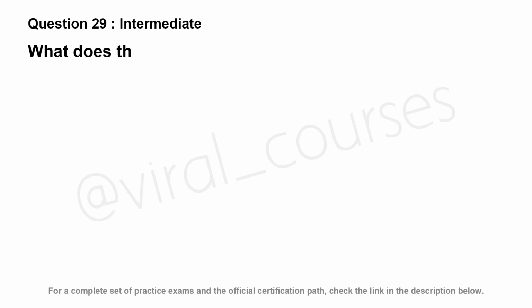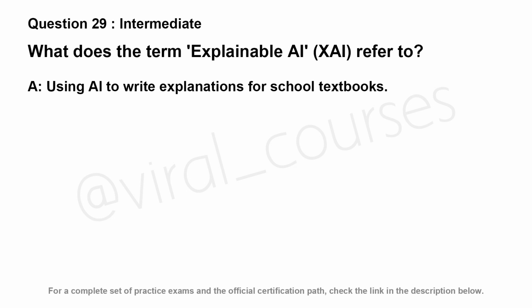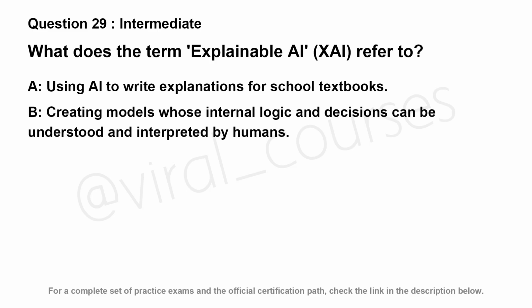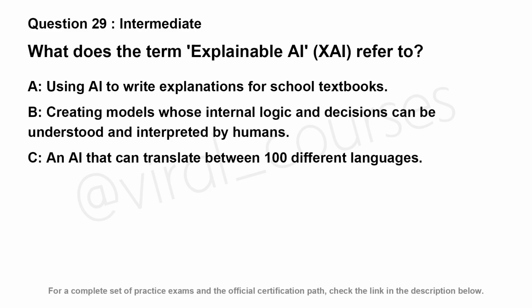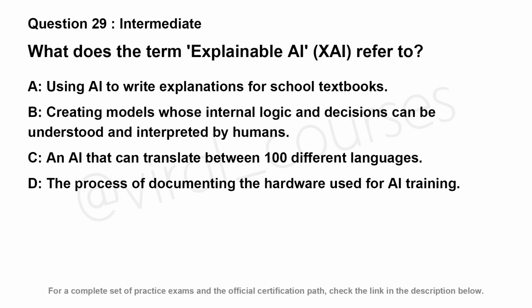What does the term explainable AI, XAI, refer to? Option A. Using AI to write explanations for school textbooks. Option B. Creating models whose internal logic and decisions can be understood and interpreted by humans. Option C. An AI that can translate between 100 different languages. Option D. The process of documenting the hardware used for AI training.